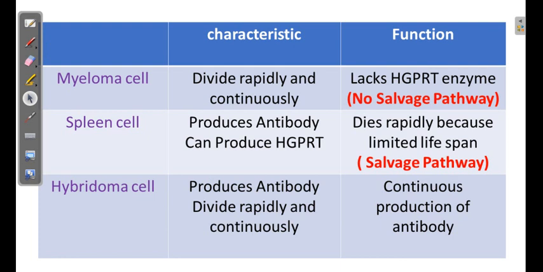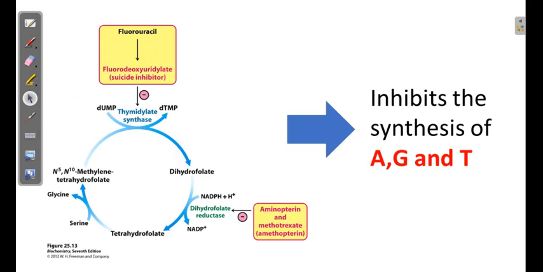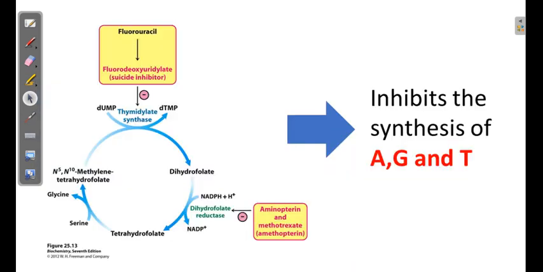And remember what we said, myeloma cells are selected in such a way that they don't have HGPRT. So because they don't have HGPRT, they can no longer synthesize the DNA by de novo synthesis. Why? Because aminopterin will not allow them to synthesize, and because they don't have HGPRT, they cannot use the salvage pathway.